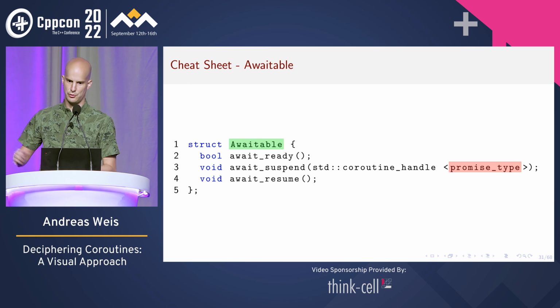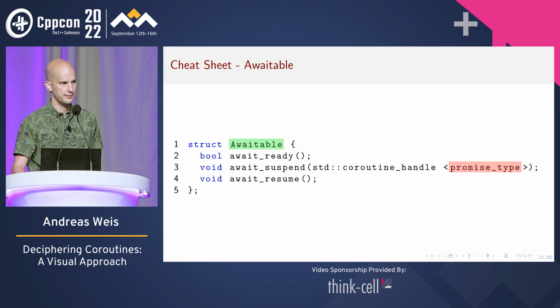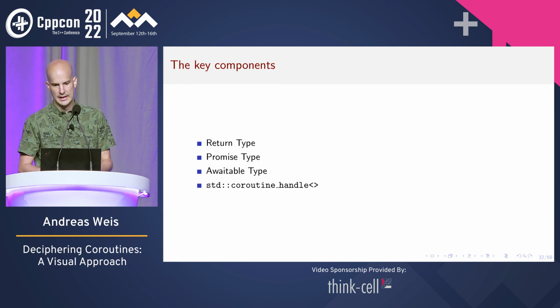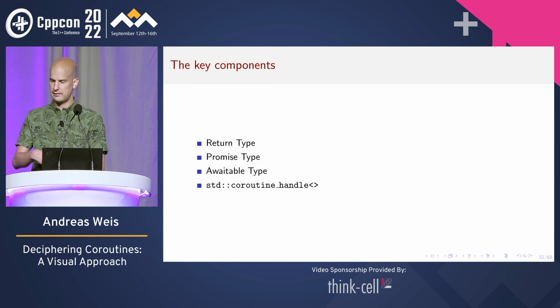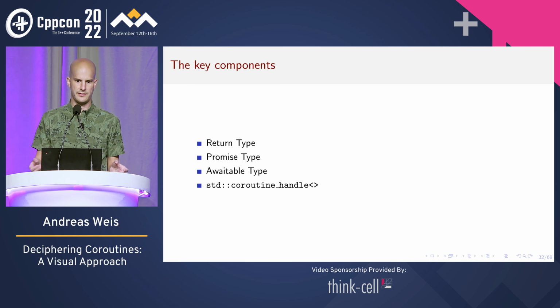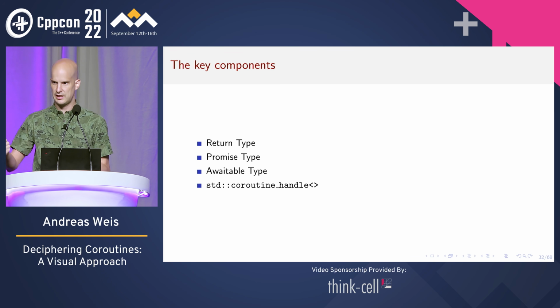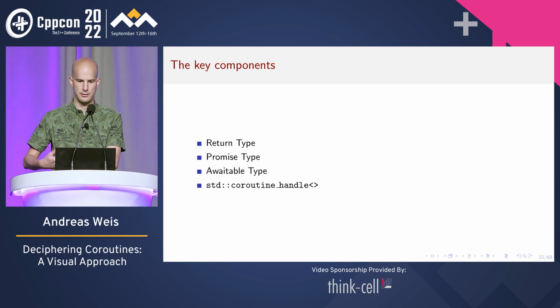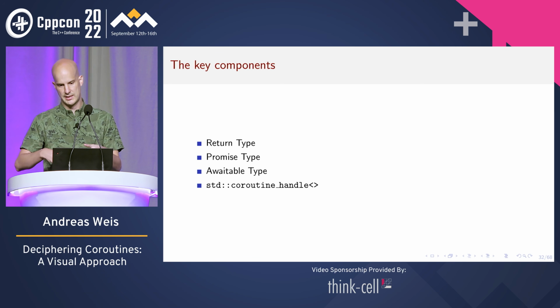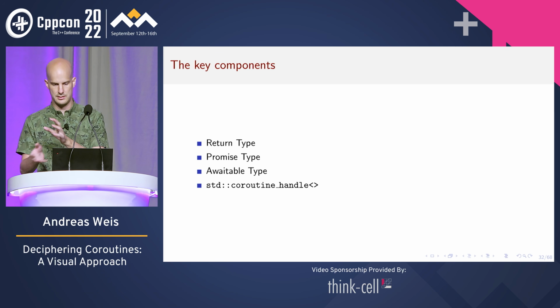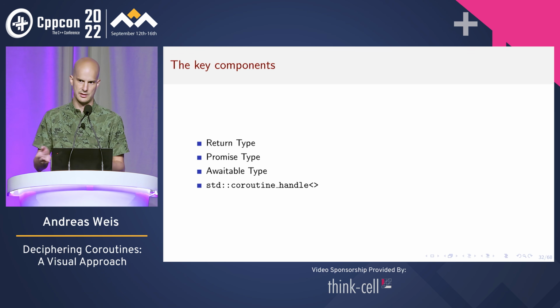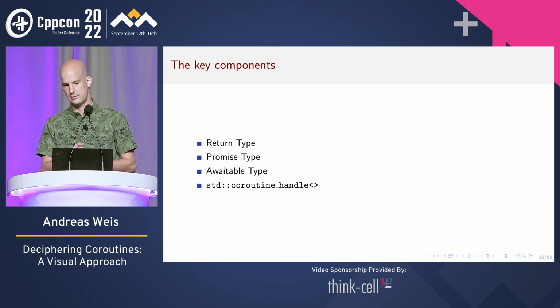Then I have a similar small sheet for the awaitable, and that just lists the three functions that we have there. And with that, we finally have seen all of the key components in place. So we have the return type, that's the object that gets handed back to the caller. We have the promise, that's the object that provides these customization points for startup and shutdown, and that lives in this magical place generated by the compiler.